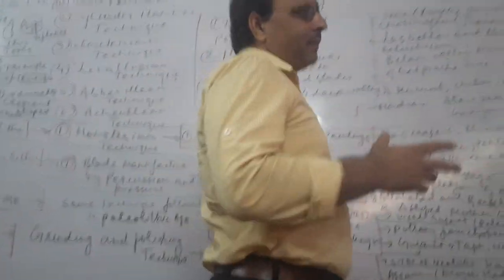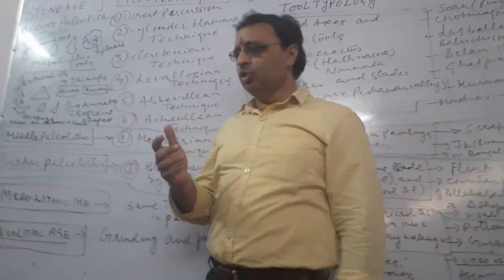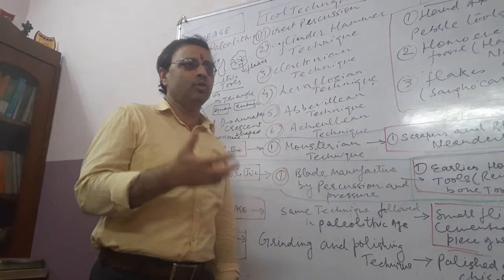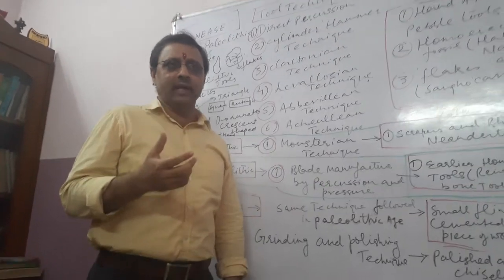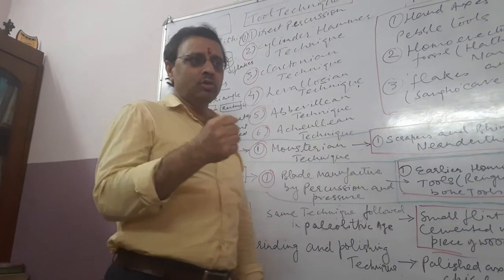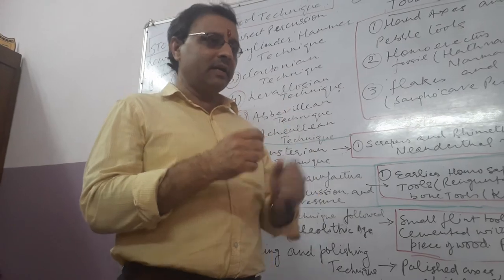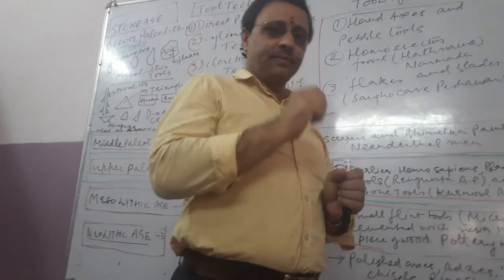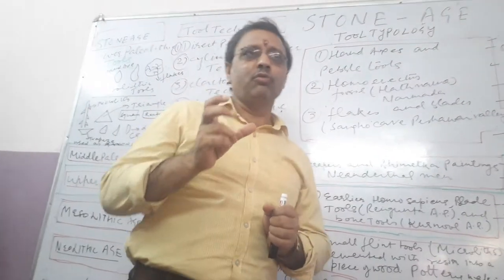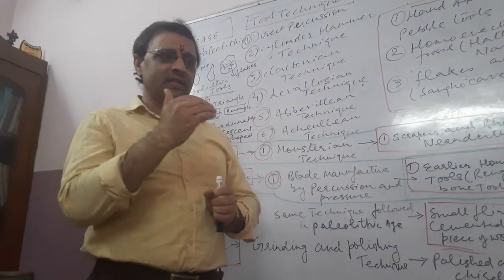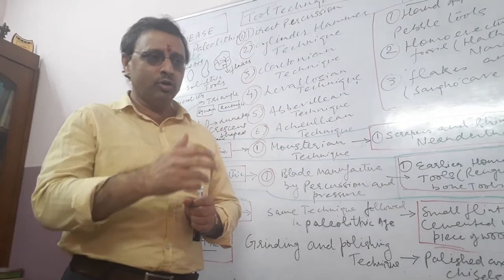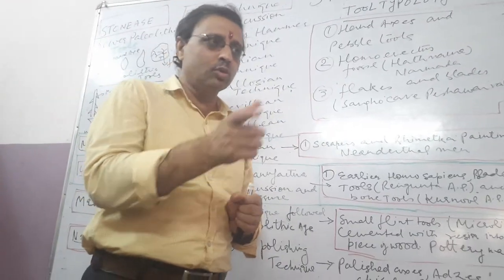In the flakes, what happened when they used to... you can just take the example: if they had two stones in their two hands, and one hand stone they used just like a hammer and started shaping the other stone by beating that stone with the hammer stone, giving shape to that particular tool, that particular stone, in order to get the desired shape so that they could do their work with it.